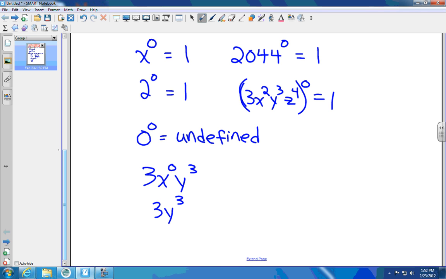Anything to the 0 power is 1, so you don't need to put the x in the answer. Just remember, 0 is the only exception, because you will have that in the homework today. 0 to the 0 power is undefined.